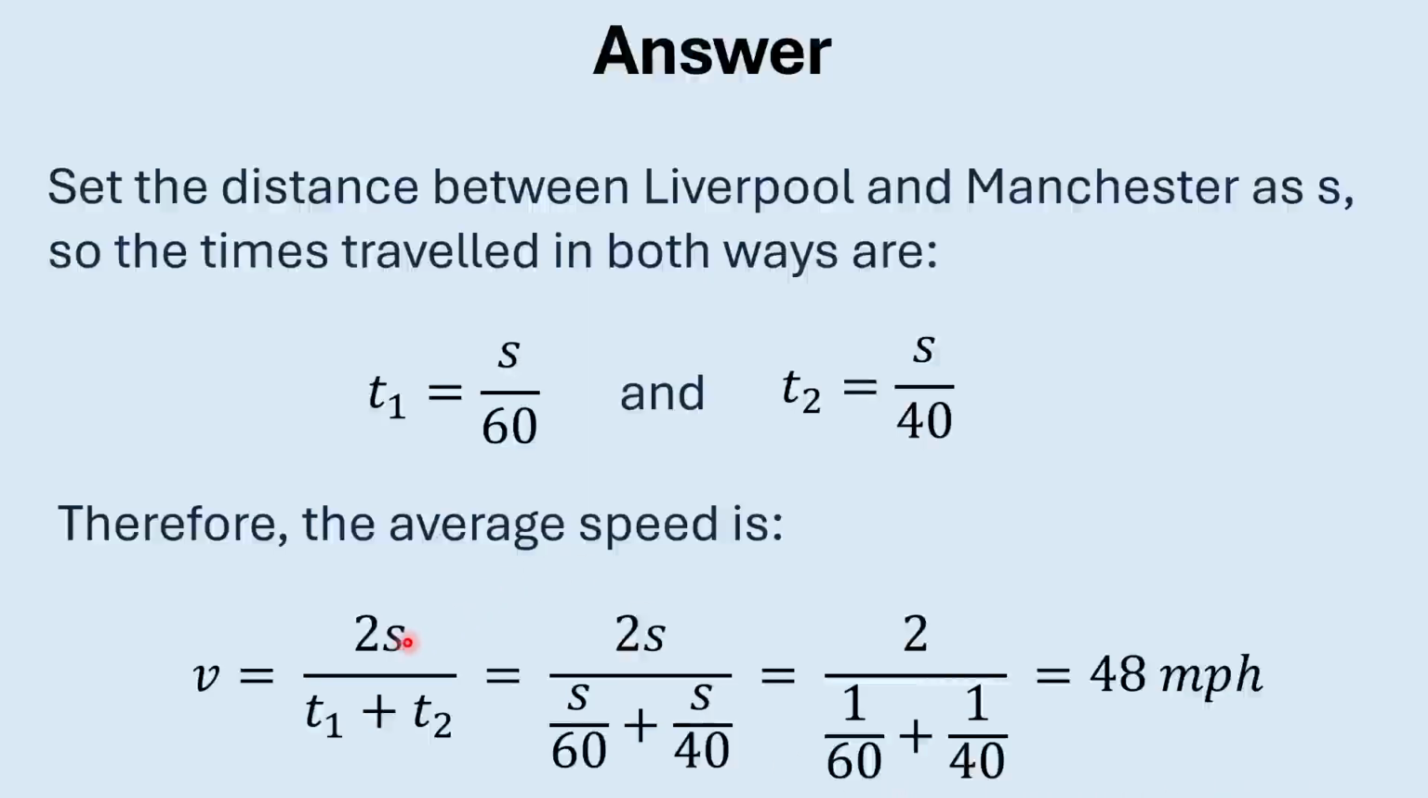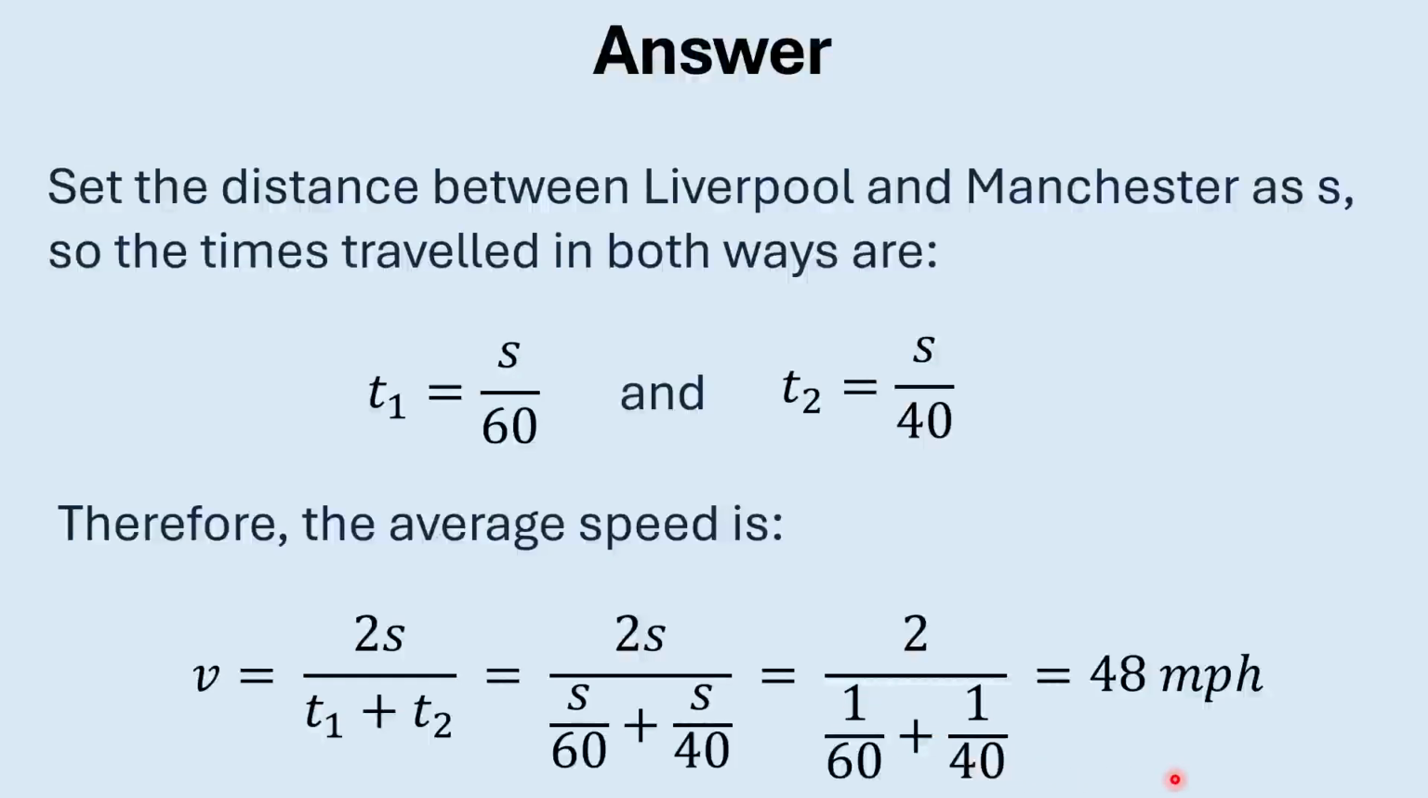So the total distance is equal to 2s, the distance from Liverpool to Manchester and from Manchester to Liverpool, divided by the total time T1 plus T2, because T1 is expressed by s divided by 60 and T2 is expressed by s divided by 40. So here, T1 plus T2 is equal to s divided by 60 plus s divided by 40. The good thing is we don't need to know the actual value of s, because s appears on both top and bottom of this fraction. So it can be simply cancelled out, leaving 2 over 1 over 60 plus 1 over 40.